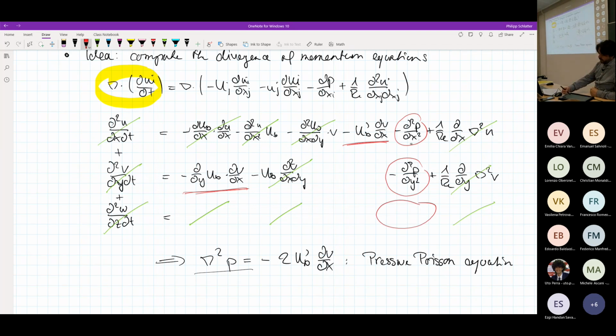So these three terms together will then make up the Laplace operator. The sum of these three terms will be nabla squared p. And the two terms that remain are this one and this one, which then give minus 2 times ub prime dv dx.